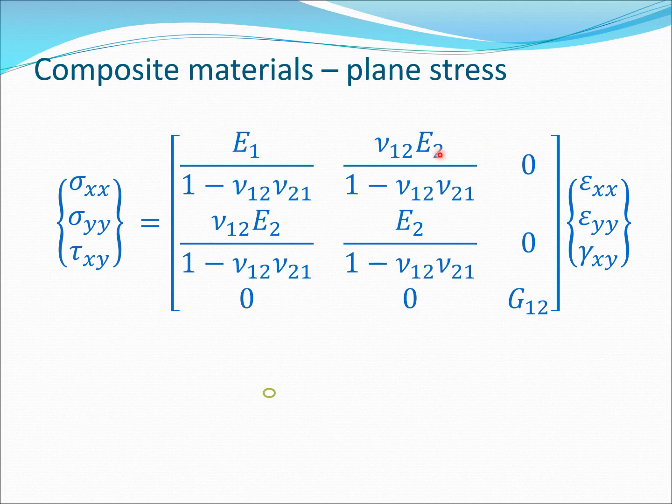So I have E1, I have E2, I have nu12, and I have nu21. So again, you need to get all these information, all these numbers, and then you are able to get the relationship between the stress strain for a composite material.